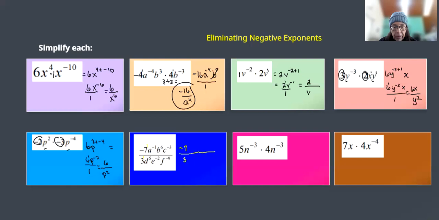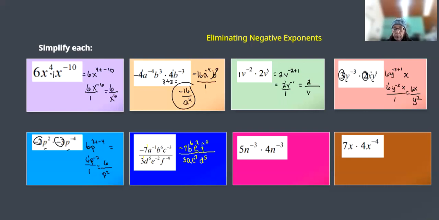That a is to a -1, so I got to put it on the bottom. Now it's positive. The b is to a +6. I'm leaving it alone. The c is to a -3. I got to put it on the bottom and make it positive. The d to the 5 is positive. I'm leaving it alone. The e to the -2 on the bottom is negative. I got to put it on the top. Now it's positive. And the f to the -9 is on the bottom. I'm going to put it on the top, and now it's positive.